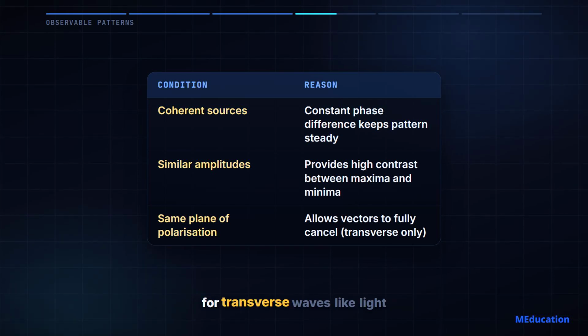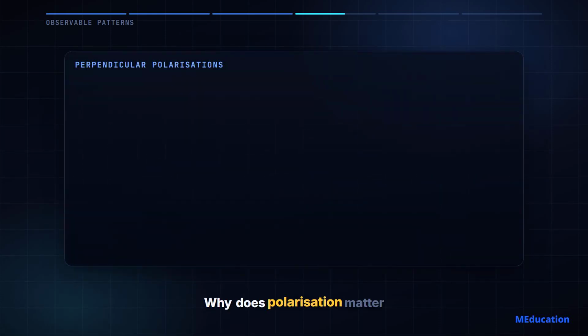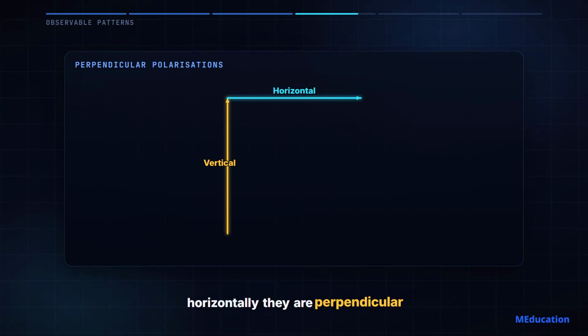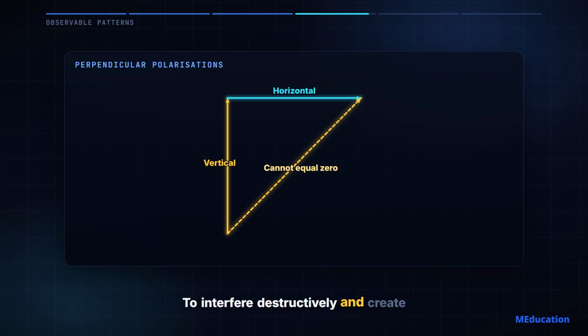And third, for transverse waves like light, they must be unpolarized or polarized in the same plane. Why does polarization matter? Remember that displacement is a vector. If wave A displaces the medium vertically and wave B displaces it horizontally, they are perpendicular. Perpendicular vectors cannot algebraically add to 0. They will just create a diagonal resultant. To interfere destructively and create a dark fringe, their displacement vectors must lie in the same plane.